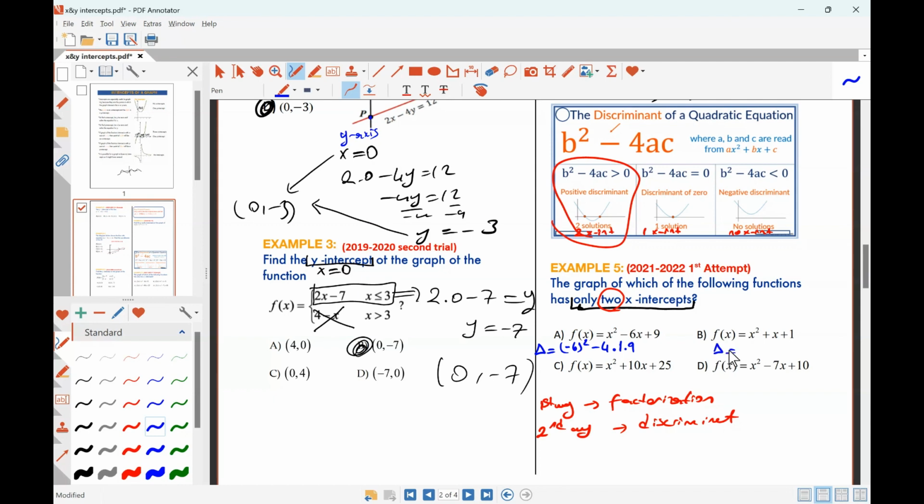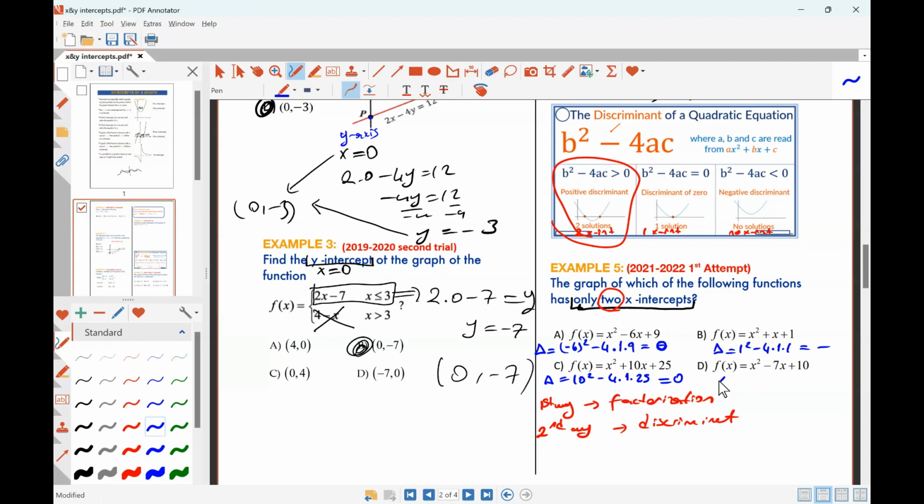Option B, b squared. b is 1, minus 4 times c is 1. It will be a negative number, so there will be no solution. Here we have also a negative number. There will be no solution. No, it's 0, sorry. So there will be one solution. Option C, b squared, 10 squared minus 4 times a is 1, c is 25. So that's also going to be 0. There will be one solution.